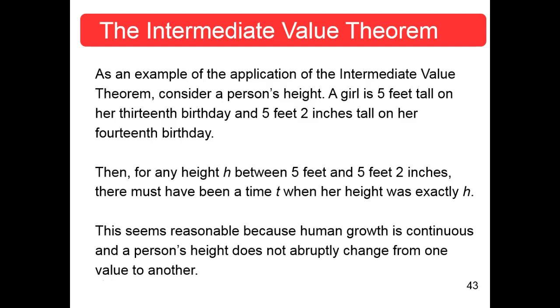Then for any height h in between 5 feet and 5 feet 2, every height there must have been at least one day, time t, okay, when her height was exactly that h. If h is some value between 5 and 5 2. That seems reasonable because human growth is continuous. You don't just suddenly skip a height. She couldn't have skipped 5'1" anywhere, okay? It may have only been an instant that she was 5'1", but she had to be 5'1" sometime. A person's height does not abruptly change from one value to another. It's a smooth, continuous extension.